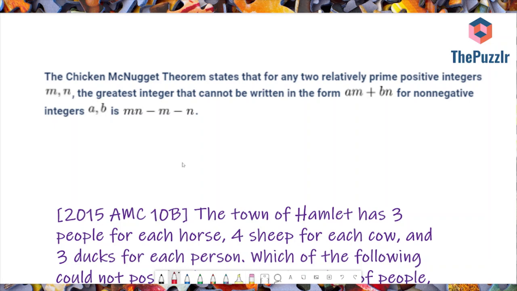So let's write that here. 3 times 5, which is 15. And then 15 minus 3 minus 5. So 8 donuts, right? Or 15 minus 3 minus 5, so 7 donuts. So the maximum number of donuts that you can't buy would be 7. Anything above 7, you can buy.